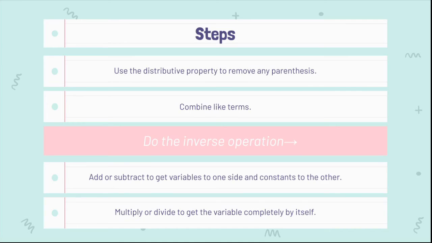A little note about combining like terms is that combining like terms is really simple. It's just getting together all the numbers that have the same variables and the same exponents.